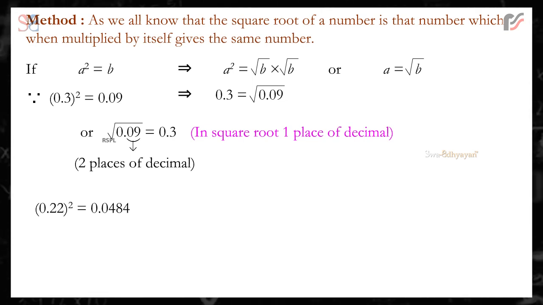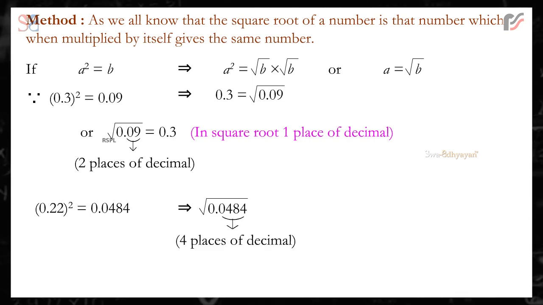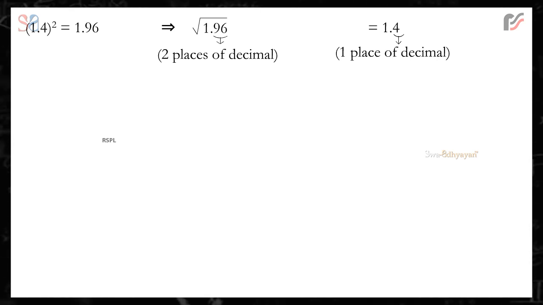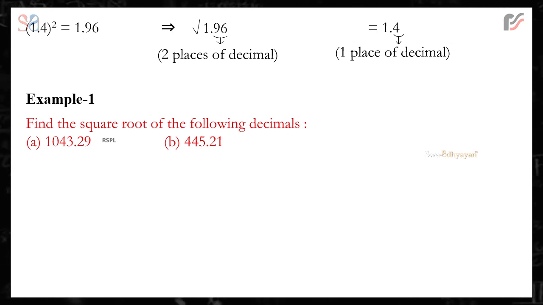0.22 whole square is equal to 0.0484. This implies that under root 0.0484 to 4 places of decimal is 0.22 to 2 places of decimal. 1.4 whole square is equal to 1.96. This implies that under root 1.96 to 2 places of decimal is equal to 1.4 to 1 place of decimal.